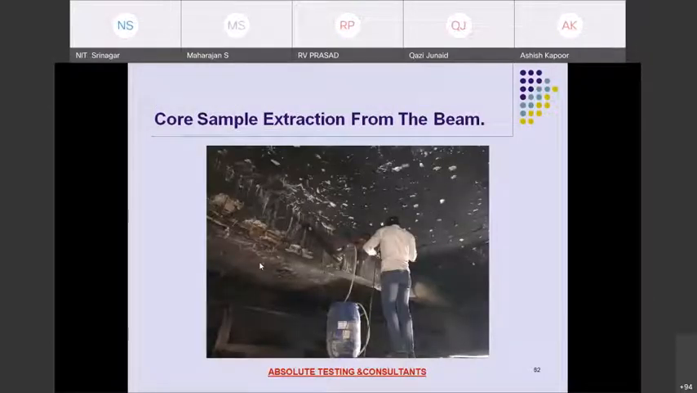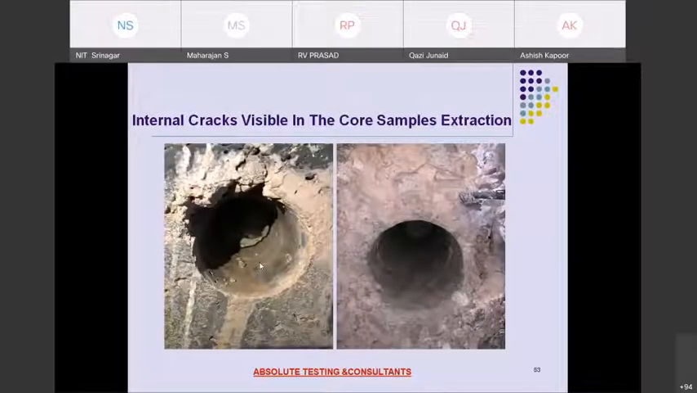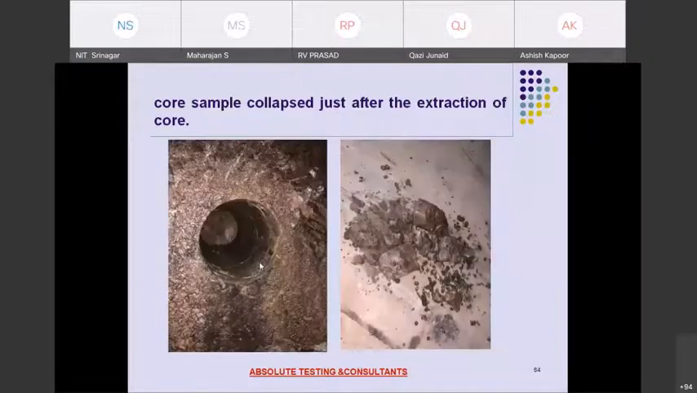This is how the core sample was extracted from the beam, and you can see the beam is sagged from the center, and reinforcement is also exposed there. Again, internal visible cracks, you can see cracks visible from where the cores were extracted. This core sample collapsed just after extraction. It means that the internal bonding of the concrete is damaged due to heat and fire.